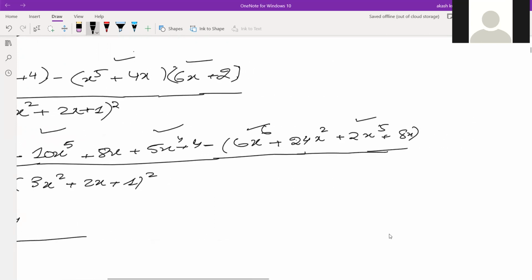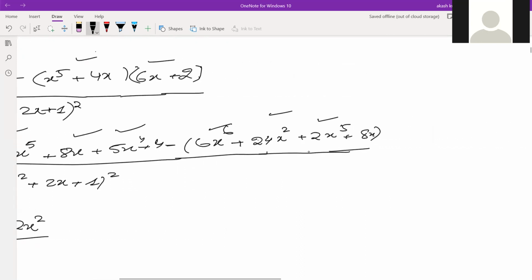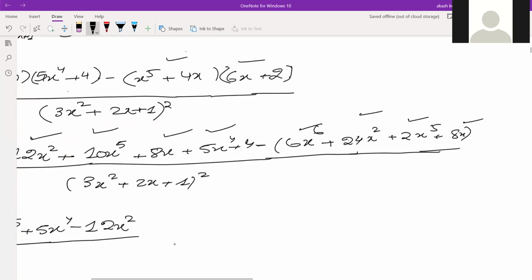And we have 24x square minus 24x square here. So it will be minus 12x square. Is it clear to you so far? Yeah. And then we have 8x and minus 8x, so they cancel out. So we don't have any x term.